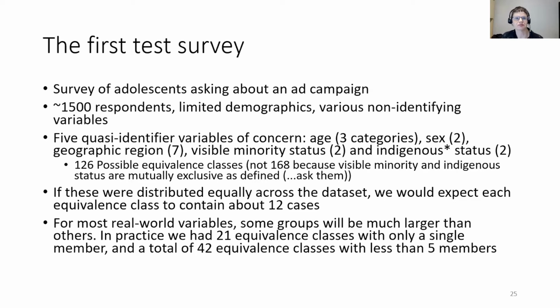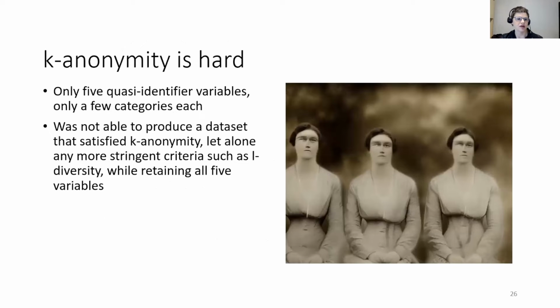So 1,500 respondents, that's a reasonable size survey. That's actually kind of a typical opinion poll. 5 quasi-identifier variables is really not a huge number. We were not able to produce a data set that satisfied K-anonymity, let alone any more stringent criteria such as L diversity, while retaining these 5 variables in their original form.